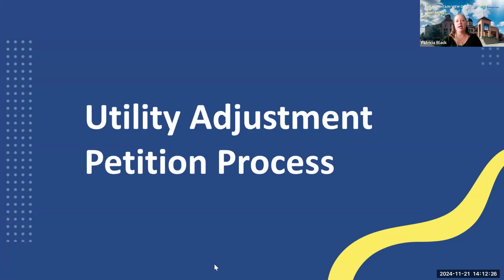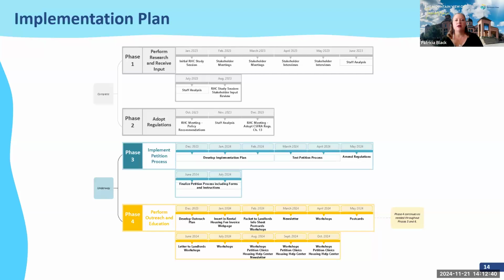All right, so I'm going to go ahead and jump into the next phase of this webinar, if there are no more questions. And it looks like there are no more questions, so I'm going to jump right in. This is our implementation plan, where we've been and where we're going. For phases 1 and 2, perform research, receive input and adopt regulations. We have already done those. We have also completed phase 3 at this point, which is implementing the petition process. Obviously, we're live. You can file and submit your petitions with us now. Phase 4 is underway, and this will continue to be underway. This is outreach and education.